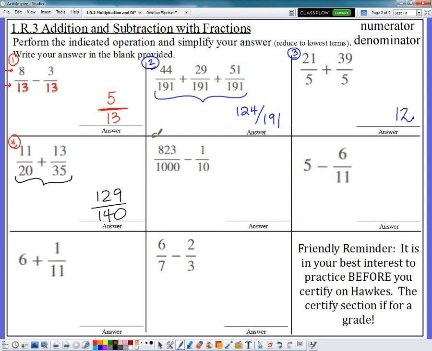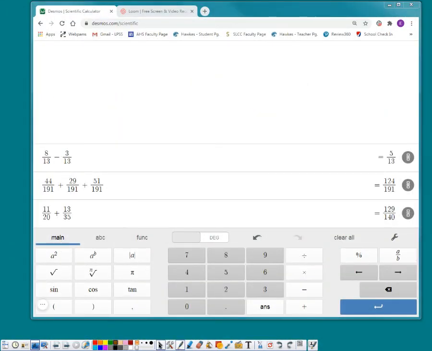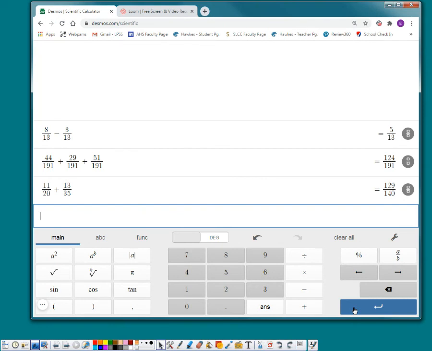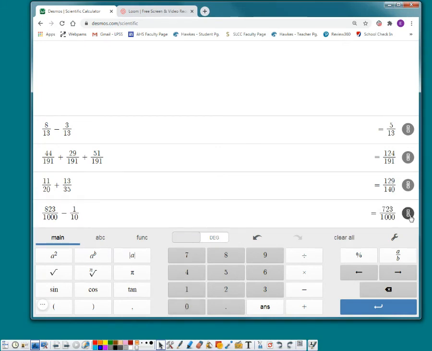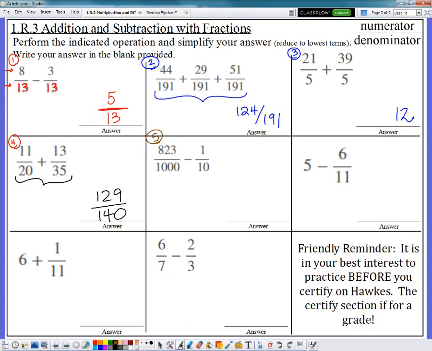All right, moving on to number 5. 823 divided by 1,000 minus 1/10. Go ahead, go to your Desmos calculator, and type it in. So we got a fraction, 823 over 1,000 minus 1 over 10. And press this little button, we get 723 over 1,000.